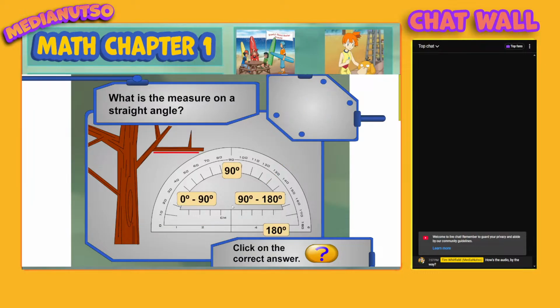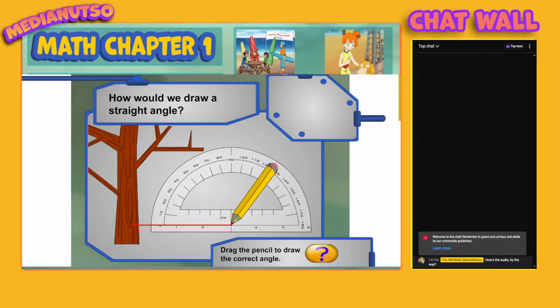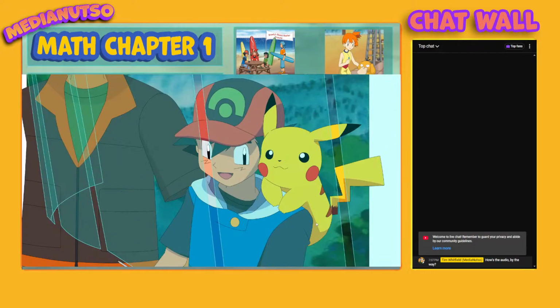This branch goes straight across to the other branch. They're at the same level. How cool! What is the measure for a straight angle? Right. A straight angle measures 180 degrees. Can you draw me a straight angle? Right. A straight angle measures 180 degrees. That's a straight line. Hey, thanks for helping me practice.